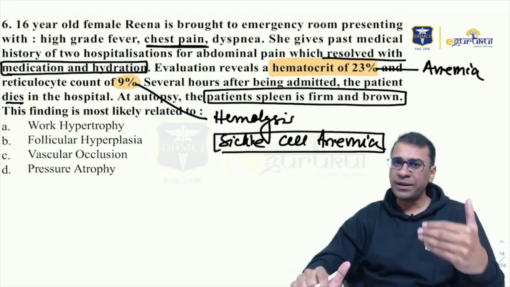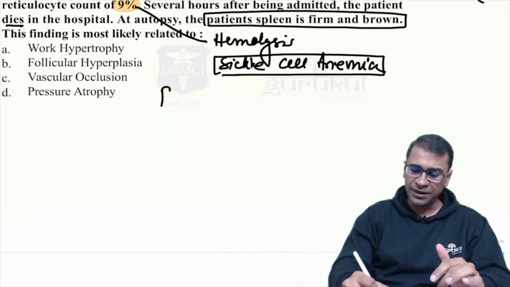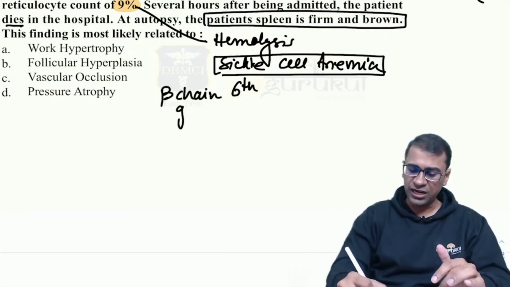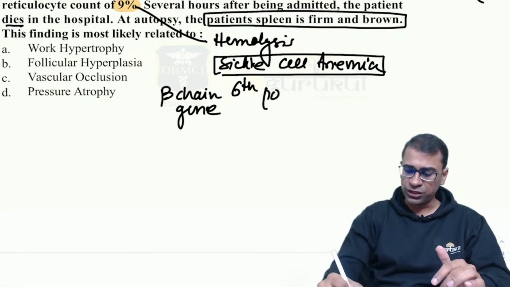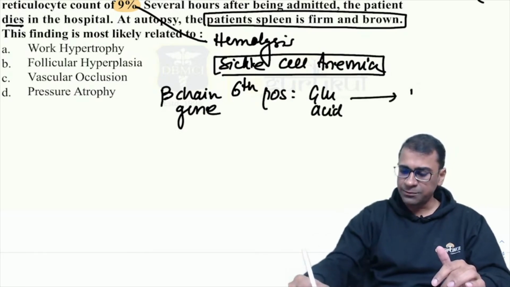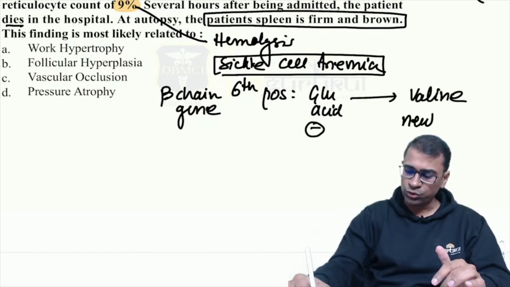What is the basic pathophysiology there? Sickle cell anemia has a mutation in the beta chain. This is a very important question. In the beta gene, I should say, not the chain, at the 6th position, glutamic acid is replaced by valine. Glutamic acid is negatively charged and valine is a neutral amino acid.